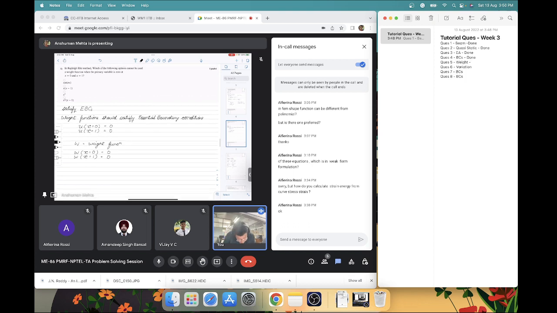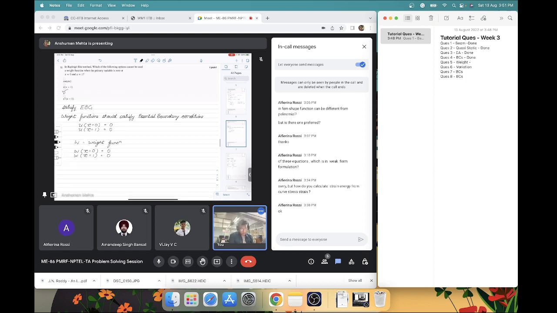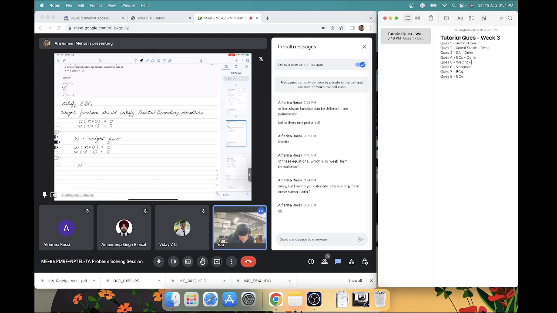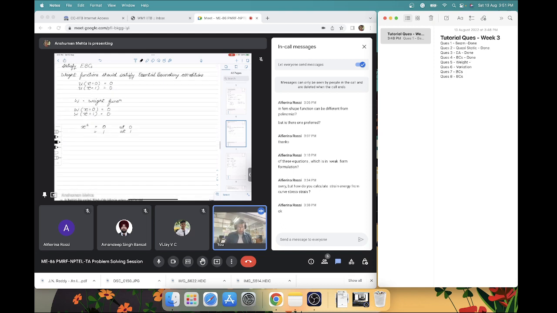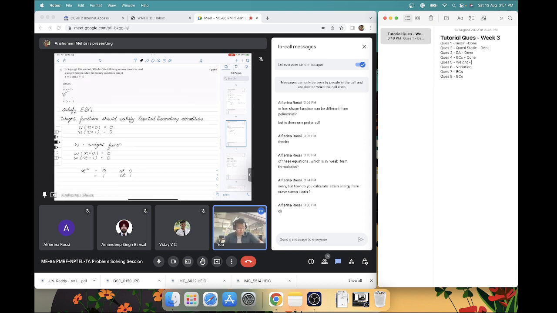We can see that sine 0 is 0, sine pi is also 0, so this is not our option. Second is x, which is again 0 at both, so this is not it either. So option C, because x to the power 0 is 0 at 0, but is it 0 at 1? I hope it's clear. The weight function should satisfy the essential boundary condition.